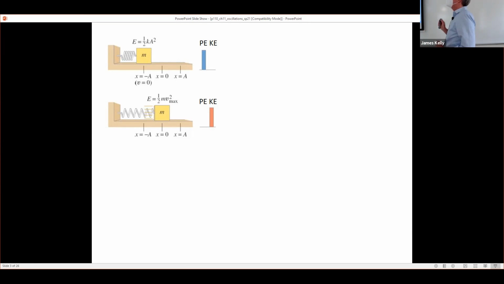What that means is the kinetic energy plus the potential energy is always equal to a constant. So whatever number we had for the total mechanical energy, 1/2 kA squared, that's going to equal the 1/2 mv squared that it has as it's passing x equals 0.